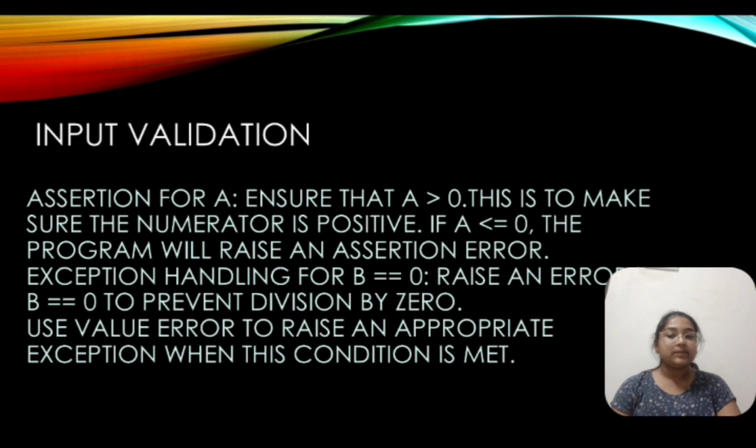Next, exception handling for b equal to 0. We have to raise an error if b is equal to 0. To prevent division by 0, we have to use value error to raise an appropriate exception when this condition is met.